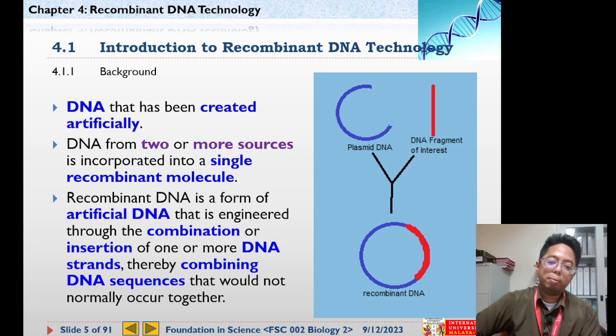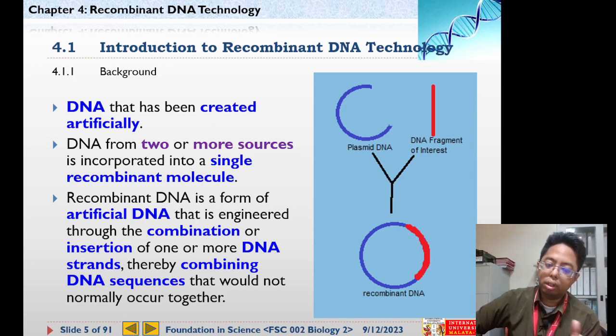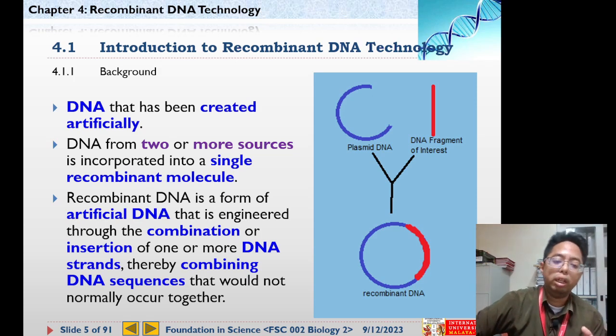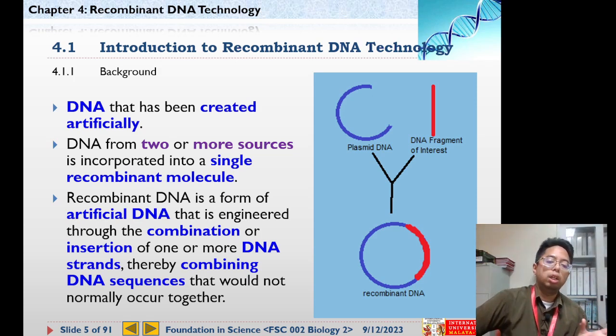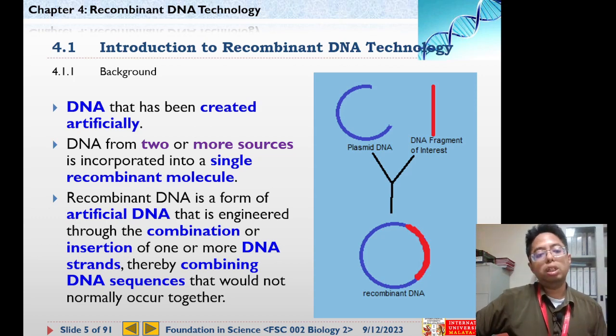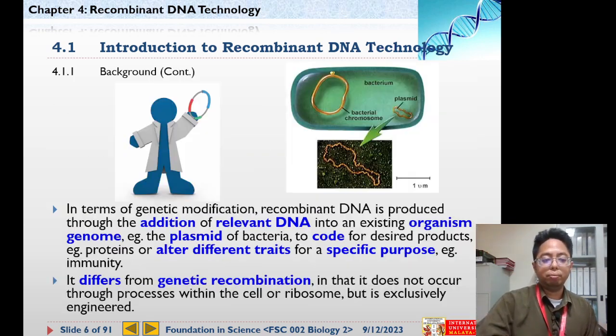If you look at the name recombinants, it is from the word combine. So we can say that recombinant DNA is a combination of more than one source of DNA. We make it into a single recombinant molecule. This technology is based on combining two different DNAs into a DNA which is artificial. We combine DNA sequences which are not seen together in nature.